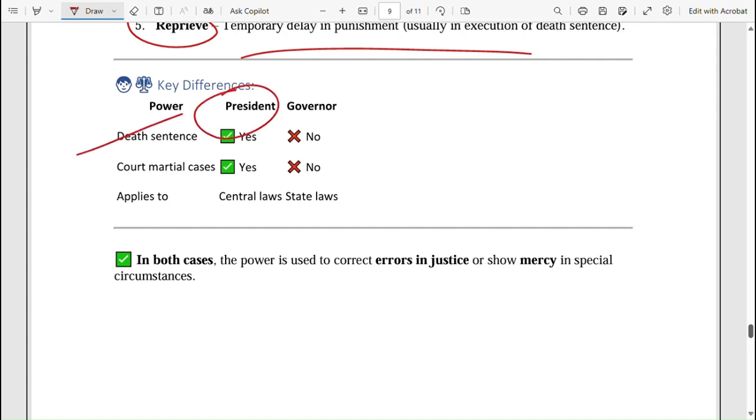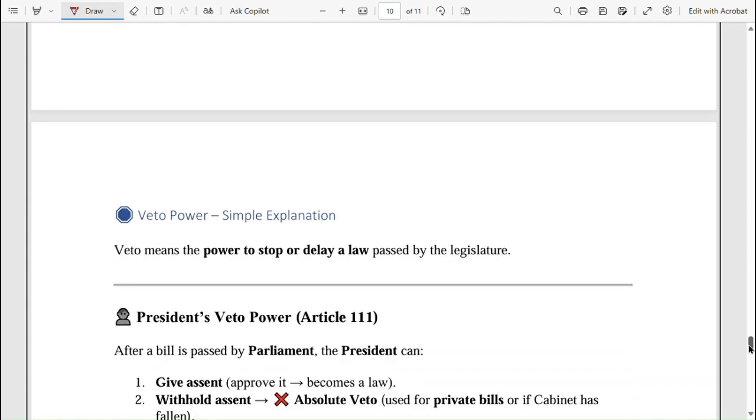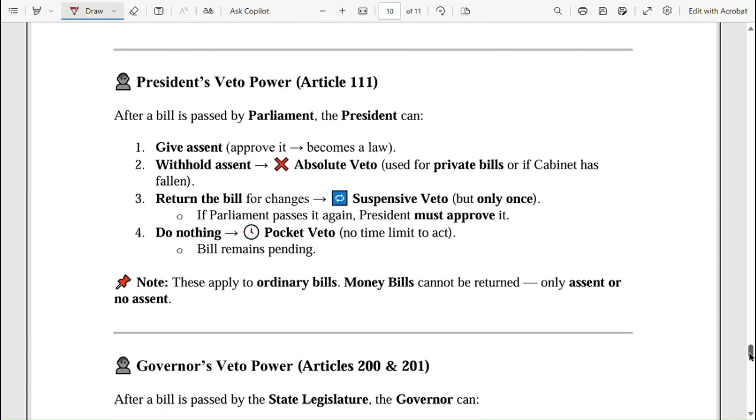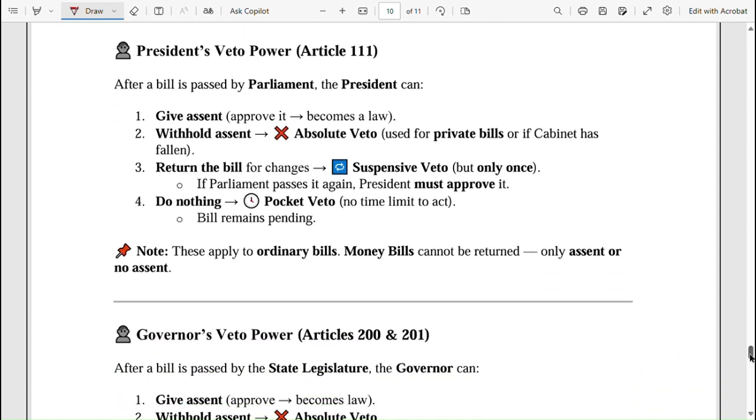Right. So the difference in pardoning power is that a death sentence can be pardoned only by the president, not the governor, and also court martial cases. Court martial cases are related to cases involving civil servants. During that time, the court martial procedure takes place, right? So the governor does not have that power. Only the president has that. So veto power, as we saw.